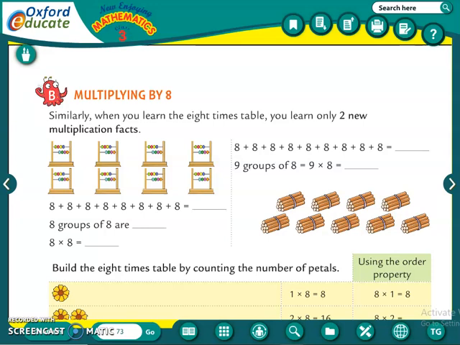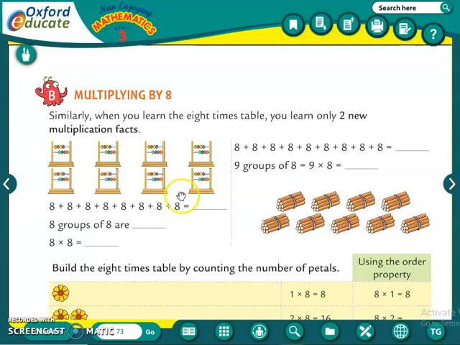We had started chapter number 4, multiplication, and in the last period we had learned about the table of 7 and some small sums of multiplication. Now we are going to learn the table of 8, multiplying by 8. So we will do multiplying by 8.